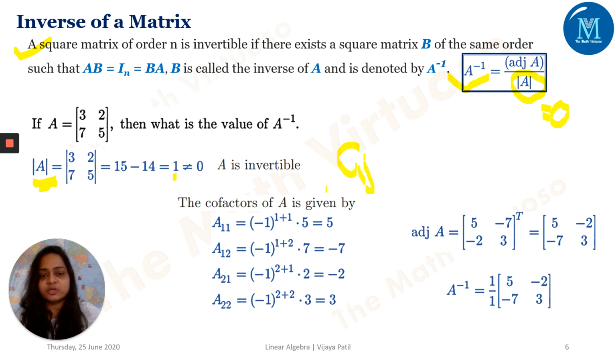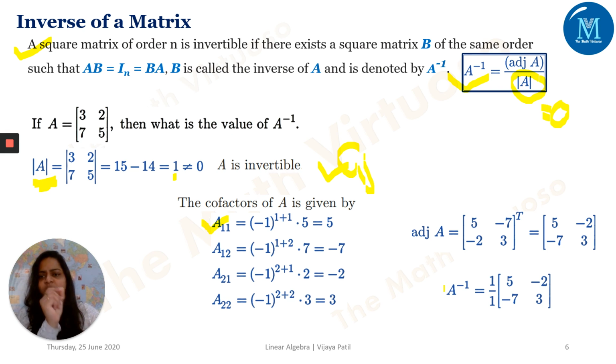So Cij is one of the notations for the cofactors. Similarly, you can use A11, A12, and so on, so capital A11 would also be a notation for the cofactors. So the cofactors are 5, minus 7, minus 2, and 3. So the adjoint is 5, minus 7, minus 2, 3. And therefore, the transpose of this matrix will give me the adjoint.